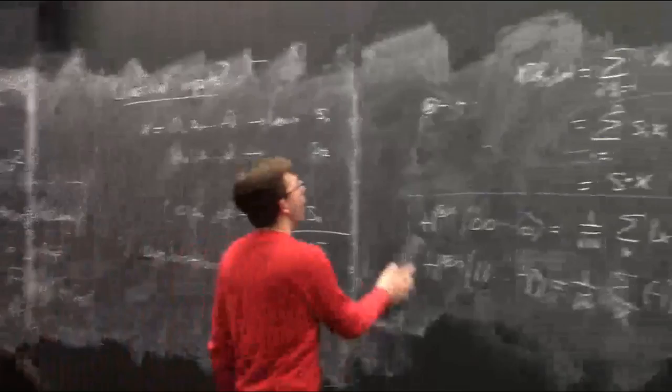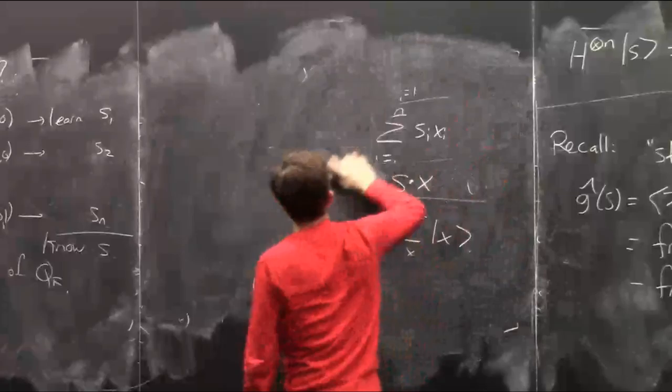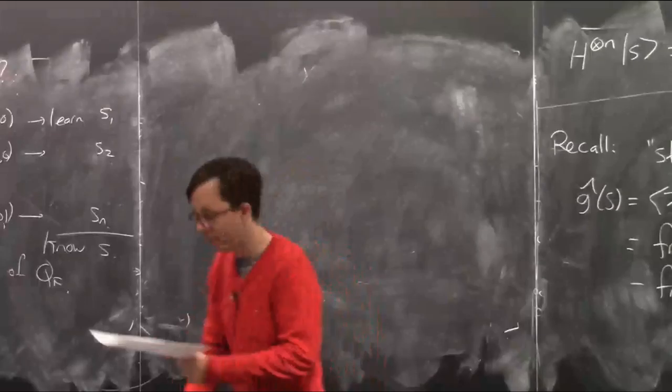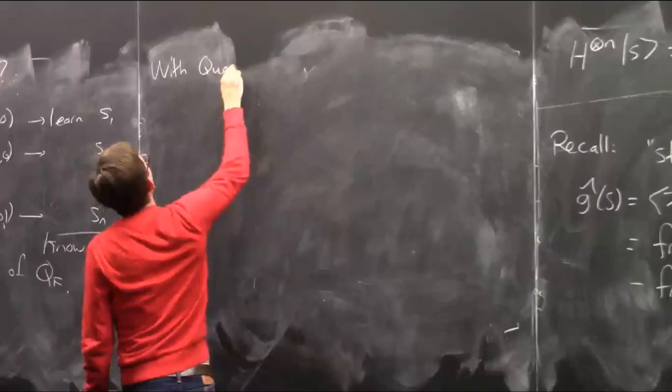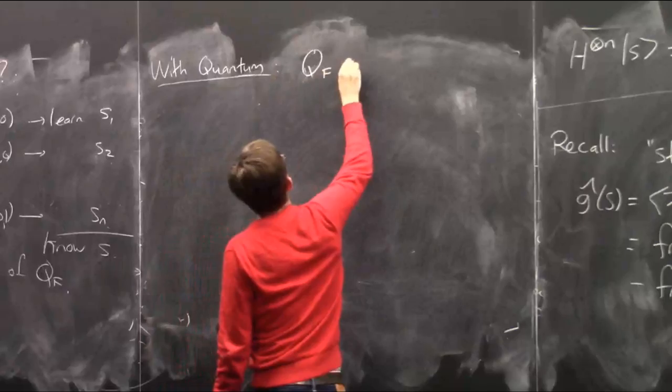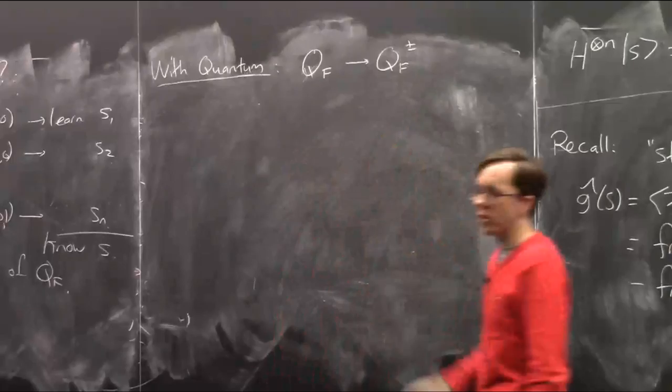But luckily this mystery person gave you a box, or a chip, that could accept superpositions as well. So with quantum, first we saw that you could do this little trick of plugging ket minus into the answer register, and that gave you this sign implementation version of Q.